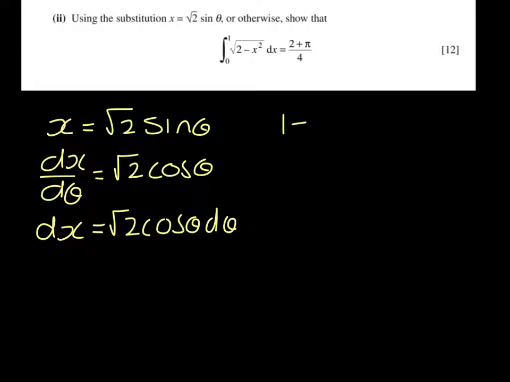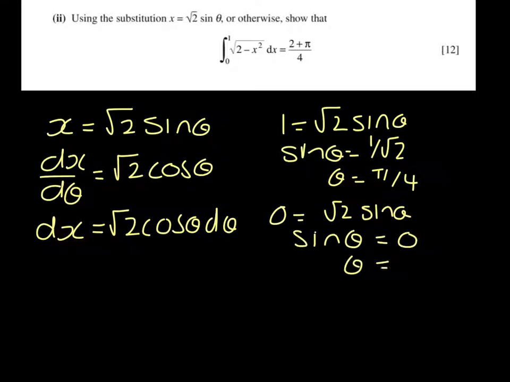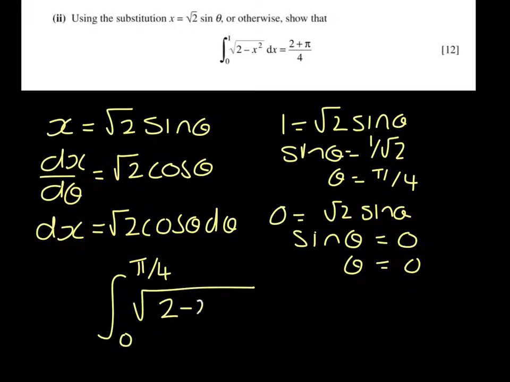Now when x equals 1, then sine theta equals 1 over root 2, so theta is pi over 4. When x equals 0, sine theta equals 0, and theta equals 0. And that means I want to integrate from 0 to pi over 4, so that's my new limits, the square root of 2 minus x squared, so that's 2 sine squared theta, and dx is root 2 cos theta d theta.